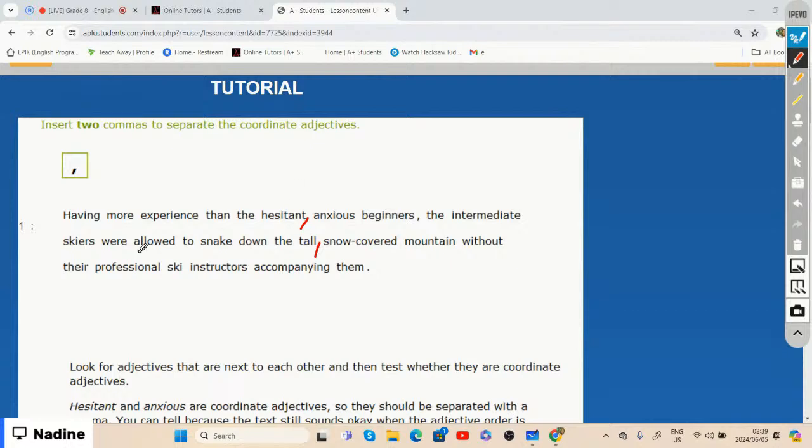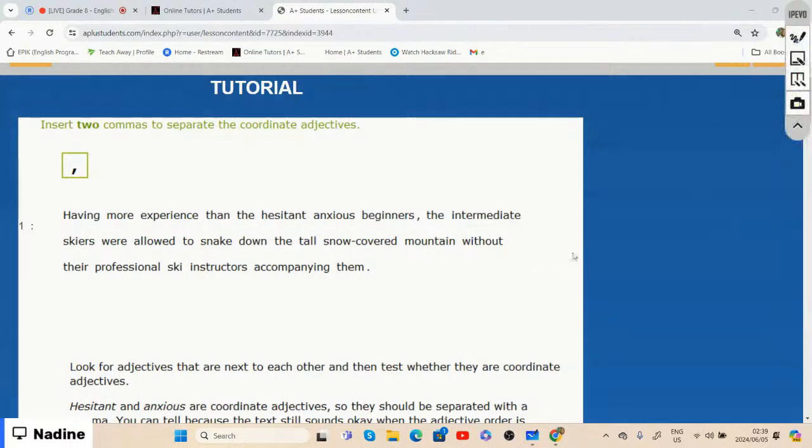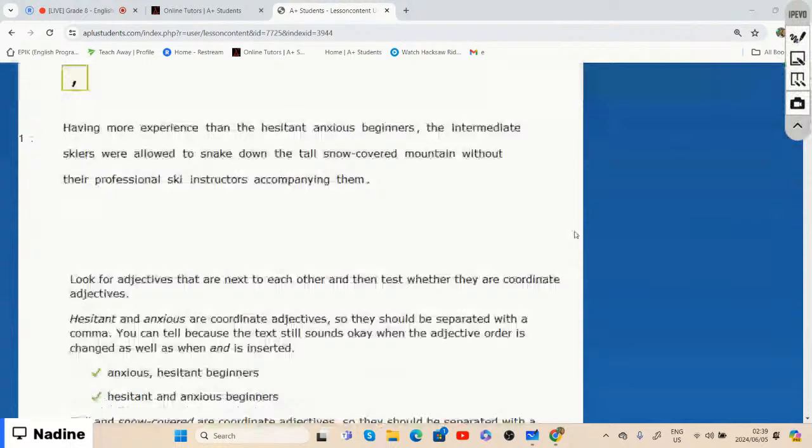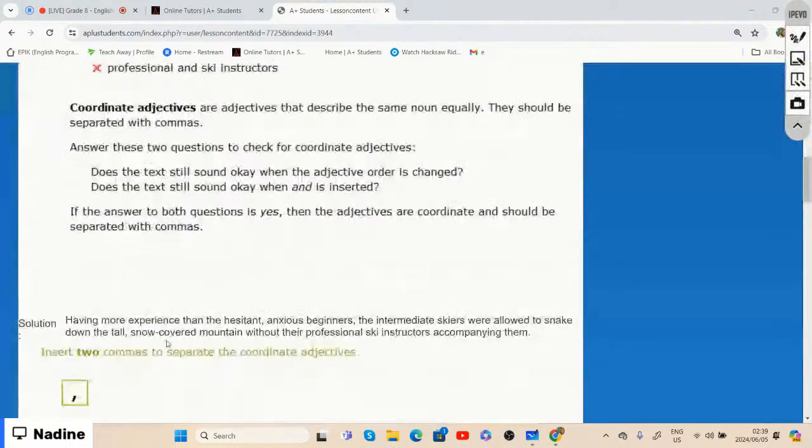So that is our two commas and also the places where we had to add our commas. All right. Yeah, so we added a comma after hesitant, and we added a comma after tall. Well done.